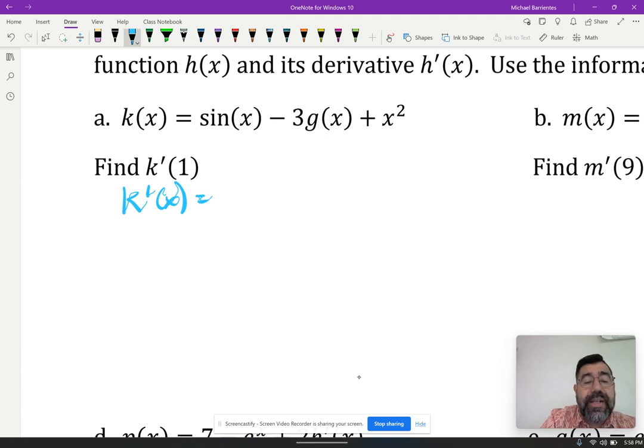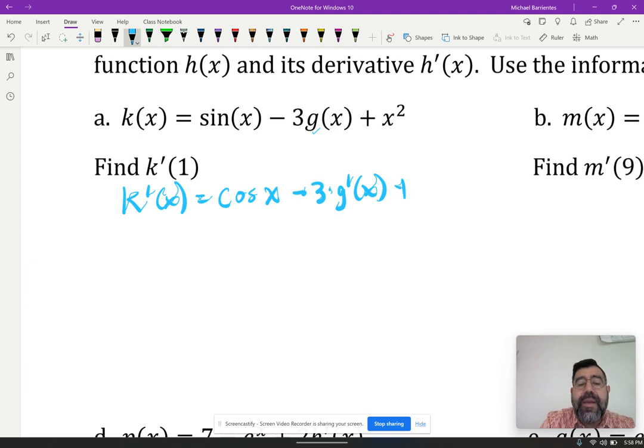So what's the derivative of sine x? According to our shortcut rule list, it's cosine x minus the derivative of 3 times g of x, well, that would be a constant, times g prime of x, plus the derivative of x squared, well, that's 2x. So think about where those 3 pieces came from. The derivative of each of these sections, and I'm allowed to do that because of the sum and difference rule, which says if I'm subtracting or if I'm adding, I can take the derivative of each piece and then put them back together using those operations.